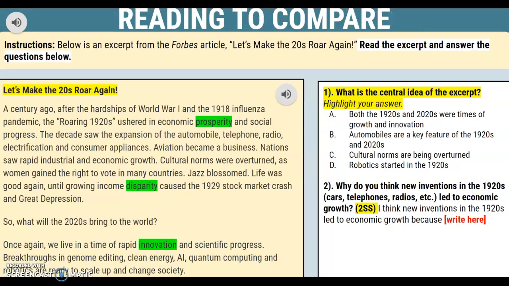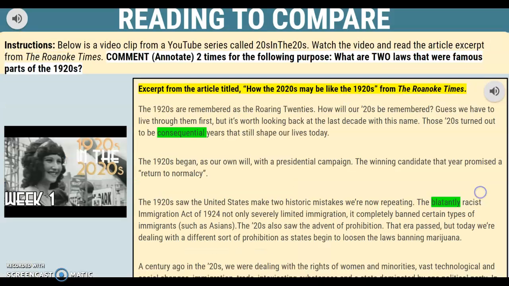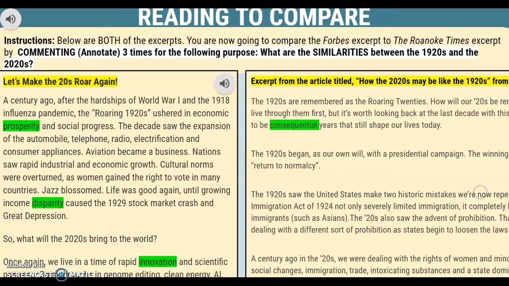We're going to start by reading to compare. You're going to start with this excerpt from a Forbes article. You're going to read the excerpt and answer the questions below. Once you've completed that, you should move on to the second article excerpt. This one includes both a video and a short reading. You're going to comment or annotate 2 times for the following purpose. What are 2 laws that were famous parts of the 1920s?